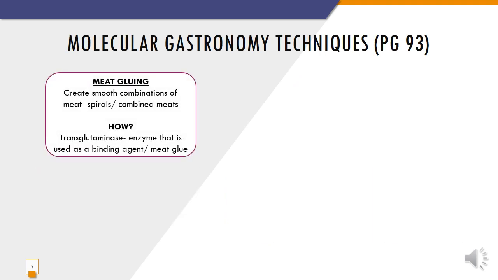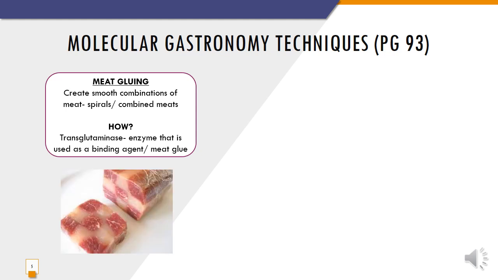Meat gluing is another technique. It creates smooth combinations of meat. You can create patterns like spirals or checkerboard patterns through combining meats. This is done with the transglutaminase enzyme, which is used as a binding agent, also known as meat glue. Here you can see that two different types of fish, tuna and yellowtail, are added together to give a checkerboard appearance.